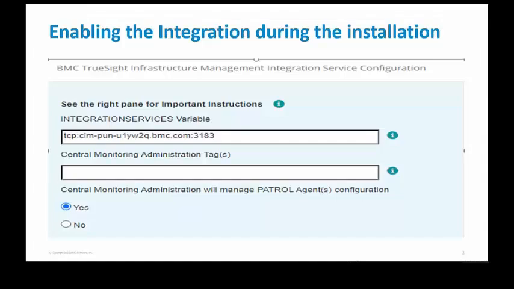3183. To enable the integration during the installation of the Petrol Agent, you will need to enter the integration service details on the TrueSight repository package. So the format would be TCP, host name of the integration service, port number of the integration service.